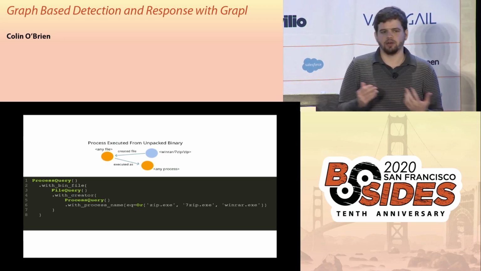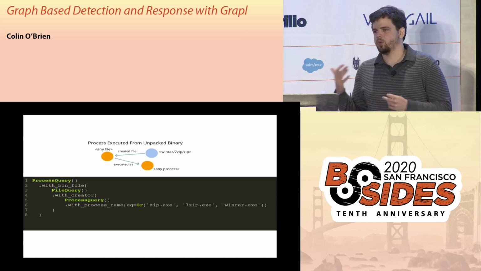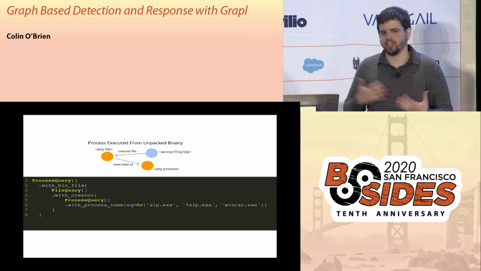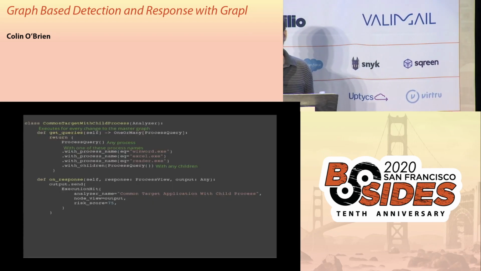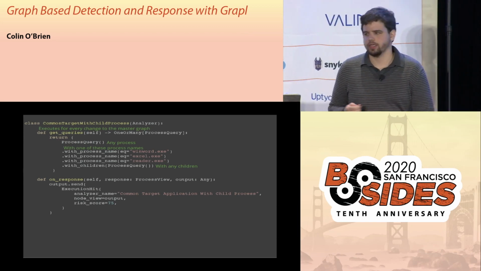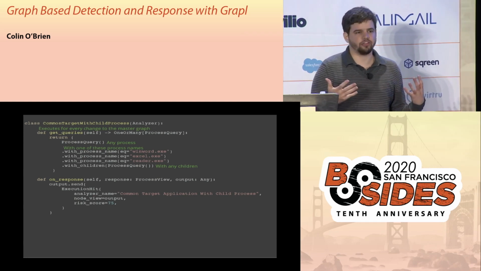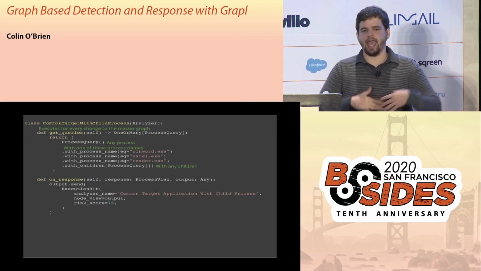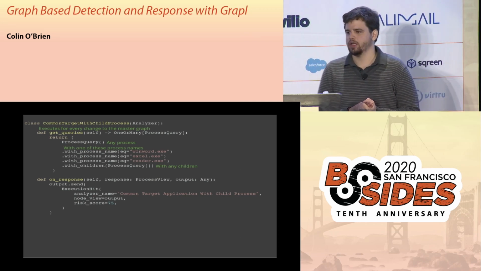I have confidence that if in 5 or 10 years attackers start changing up their tactics while other query languages might start to falter, Python's going to be able to scale in expressivity to whatever they're doing. And so this is what an analyzer in Grapl looks like. Here we have that commonly targeted application. This is a process query where we're saying it has one of these process names and any unconstrained child process. We have no whitelisting on the child processes right now.